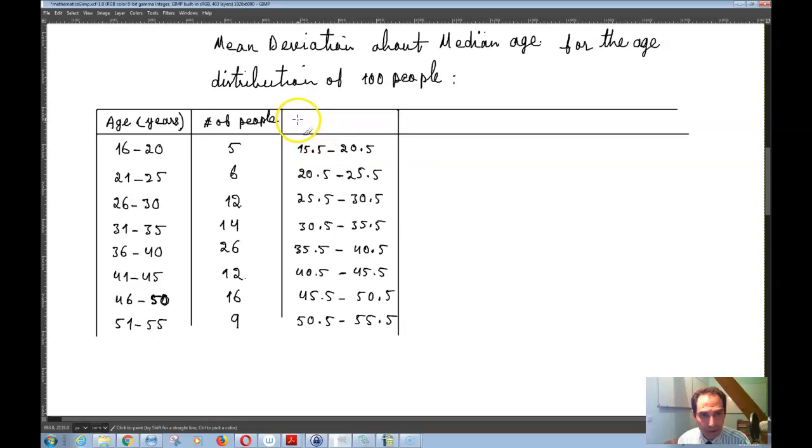These are the ages in years, and these are the new classes. Now that your classes are continuous, you can work with them. So first we want to calculate the mean deviation about the median, meaning that we want to calculate the median, let me write it down here.